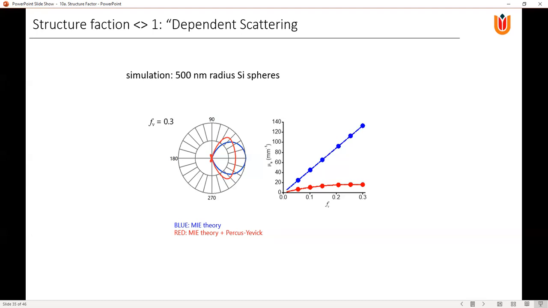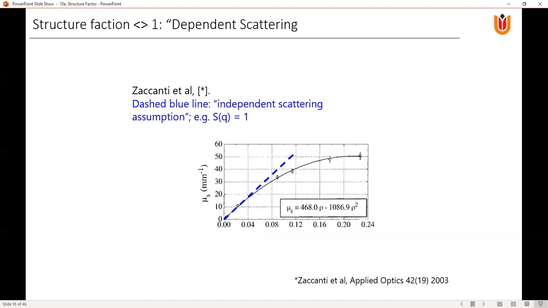That's a qualitative observation, but the important message is that the more pronounced this effect gets as you increase the volume fraction, it not only affects the strength of scattering, which is expressed by the scattering coefficient. It also affects how the light is redistributed.